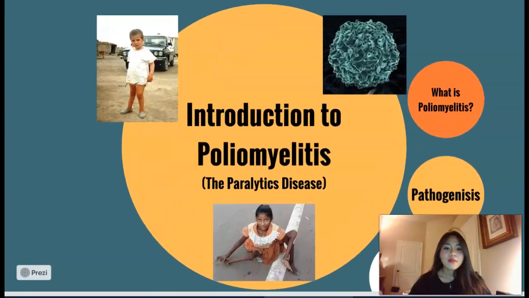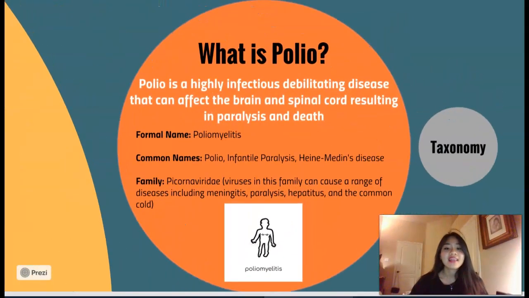Poliomyelitis, otherwise known as the paralytic disease, is a highly infectious, debilitating disease that can affect the brain and the spinal cord, which can result in paralysis and death. So the formal name is poliomyelitis, and some of the common names you might hear are polio, infantile paralysis, and Heine-Medin disease.